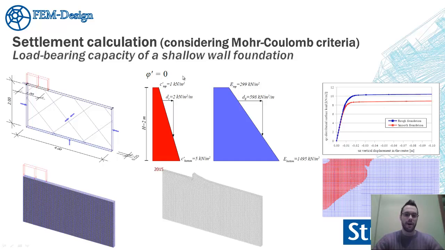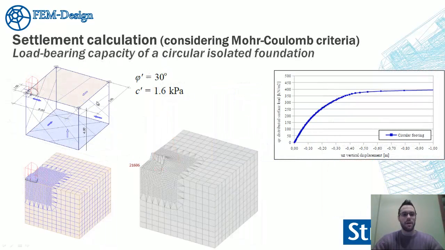So in this case, by this problem, the friction angle was 0, so it was a cohesive soil. So you can see here under the shallow foundation the plastic points in the soil block. So in this example it was a frictional soil with a very low cohesion, and in this case this is just an isolated circular foundation.